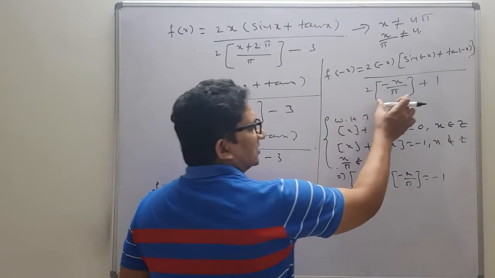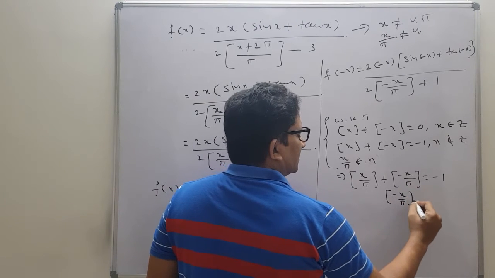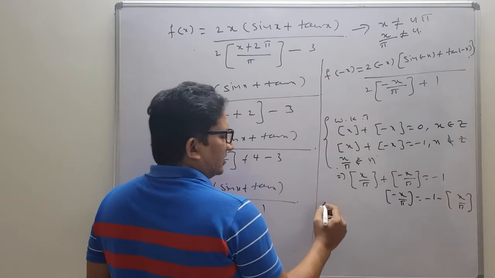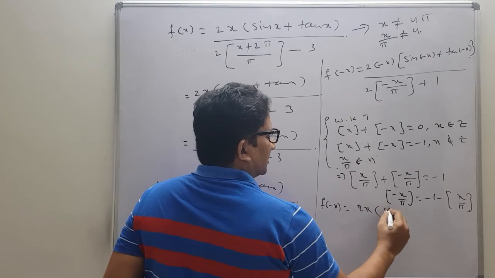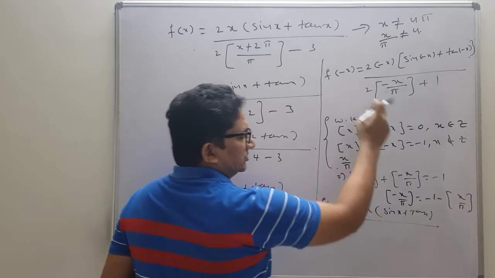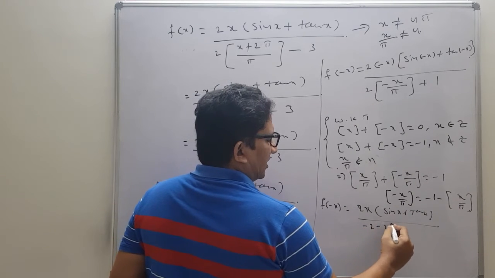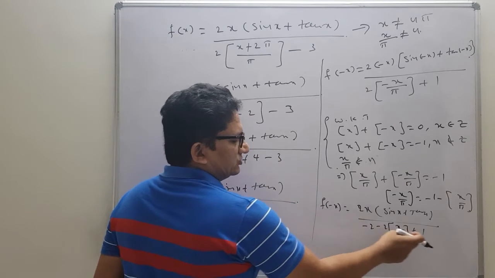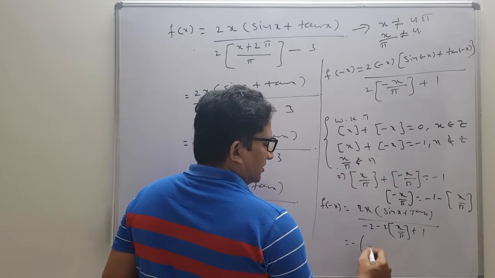Now we got this structure. This structure can be written as the greatest integer of minus x by pi equals minus 1 minus the greatest integer of x by pi. So now f of minus x will be converted to 2 times x, and inside also positive, sin x plus tan x divided by, so now 2 into this whole thing. What do we get? Minus 2 times the greatest integer of x by pi plus 1. So now minus 2 plus 1, what do we get here? Minus 1.